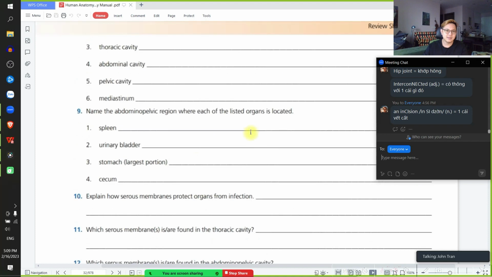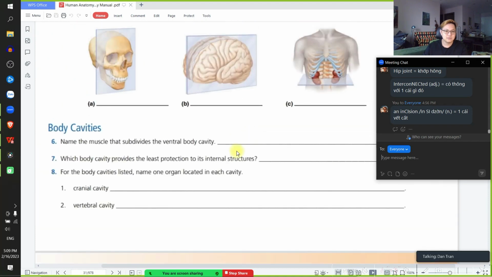The other one. Let's do it later, shall we? Okay. Because I'm sure there's a lot of information and things already. Let's continue with body cavities later, okay?